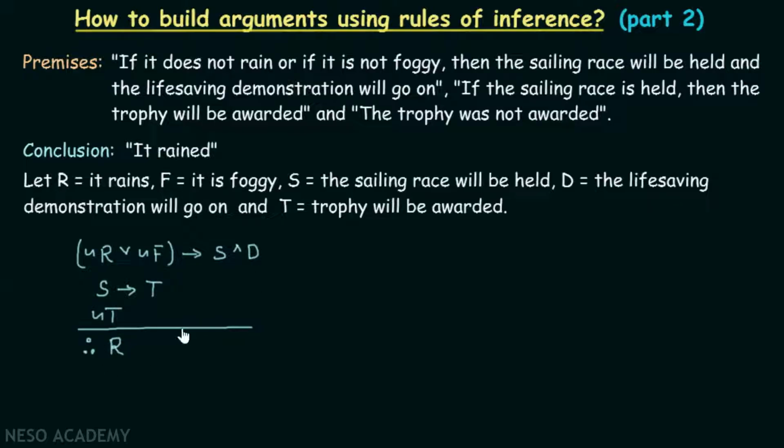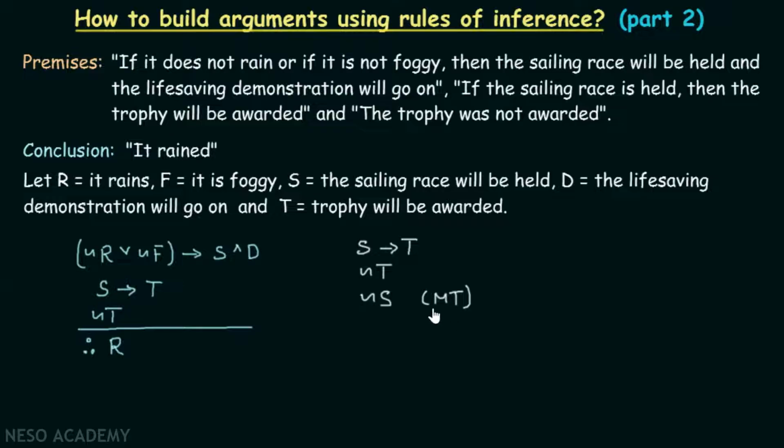So this is our argument, and we cannot directly conclude R from these premises using rules of inference. So what do we need to do? We need to take two premises at a time and try to apply the rules of inference to them. For example, we can take S implies T and not T. We can apply the rule of modus tollens here, as S implies T and not T produce not S. This is according to the rule of modus tollens.